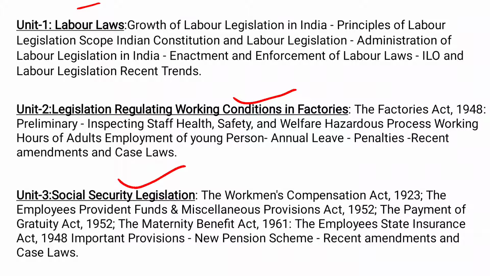Unit 1, labor laws. In these labor laws, in the first unit you are going to study what is meant by labor laws and their evolution. Then how the Indian Constitution has labor laws, meaning what labor laws are there in India, how they developed, what the scope of labor laws in India is, and how it is related to the ILO, the International Labor Organization. The first chapter is an introduction to the labor laws.